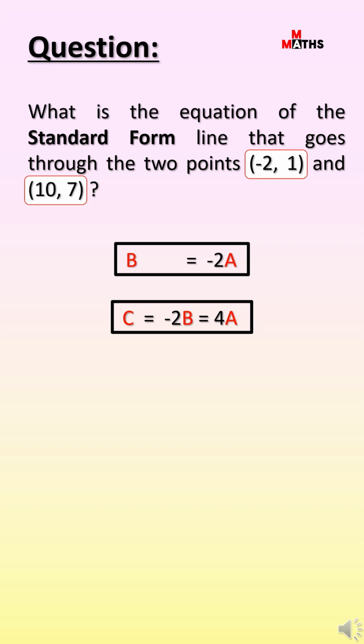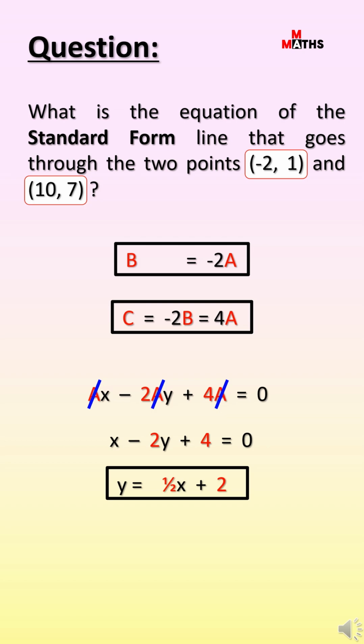Minus 2 times b is just positive 4a. Substituting that into our original equation of ax plus by plus c equals 0, we get ax minus 2ay plus 4a equals 0. Now dividing through by a, x minus 2y plus 4 is 0. That's the equation of our line in standard form. Changing that to slope-intercept form, we get y is equal to half x plus 2. So a line can be solved if we have 2 points and it's in standard form simply by manipulation.